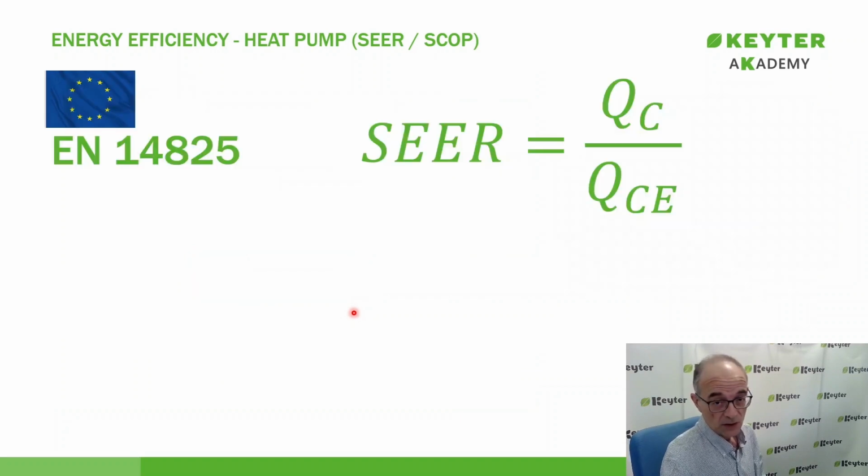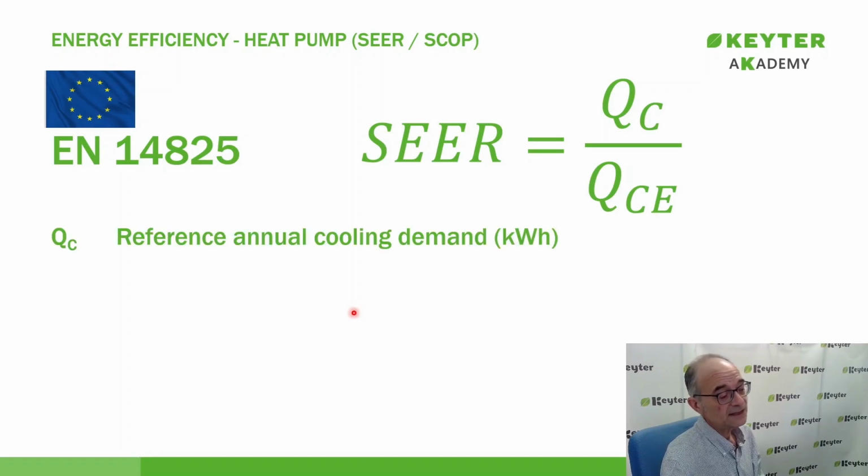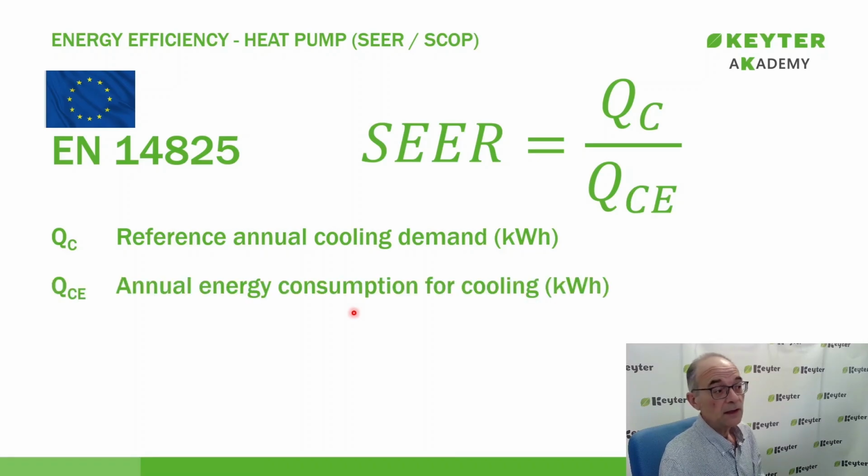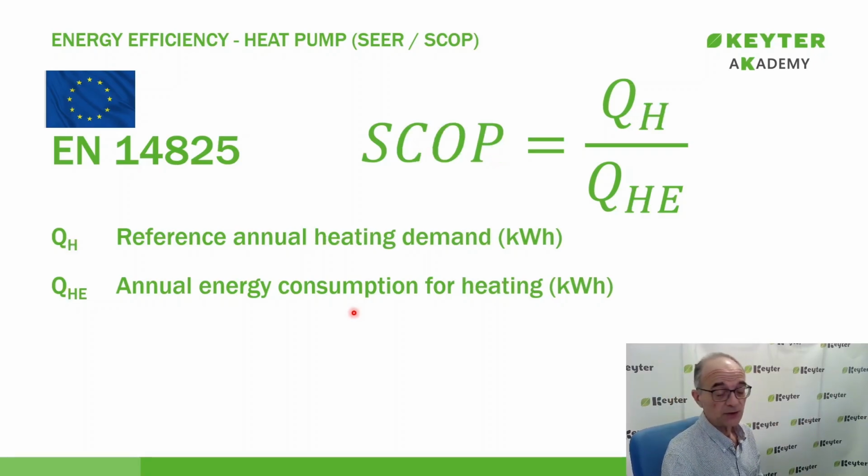The definition of SEER, according to this standard, 14.825, tells us that it is the annual demand that the heat pump is subjected to in kilowatt hours, divided by the annual consumption of that heat pump to meet that demand. Really, if you look at it, it's an ER. It's not the instantaneous ER at a given moment, but rather an average over the whole year. For the SCOP, it would be the same, only working in heating mode.